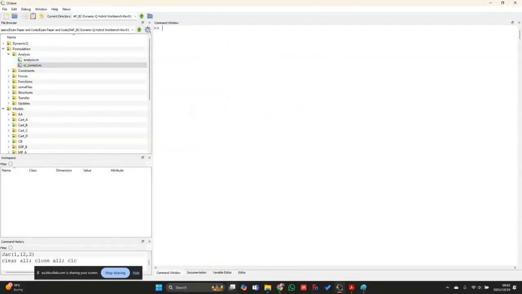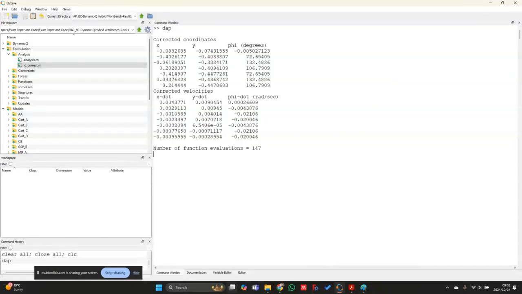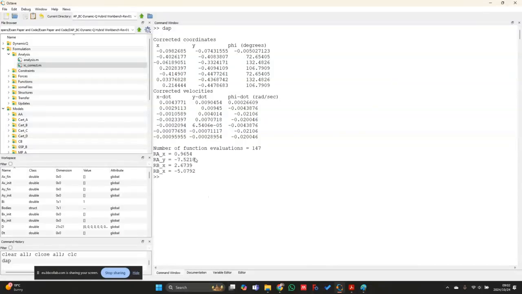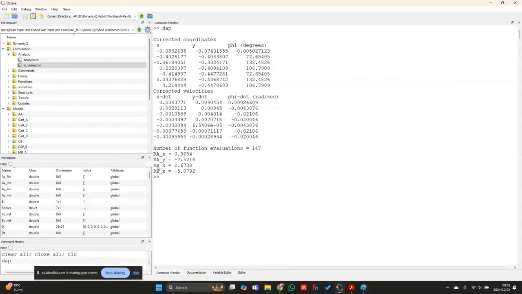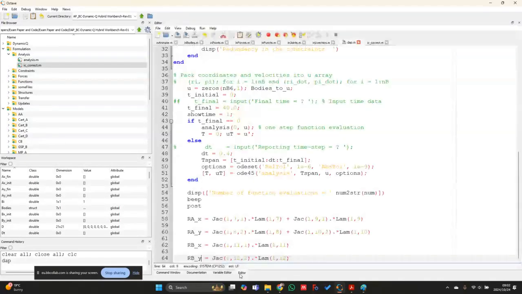I can quickly go and say clear all, close all, clc. I can run DAP, and since I didn't place a semicolon at the end, it should print out these reaction forces due to the revolute joints. So we can see RAX is now 0.97, RAY and RBX are negative. I should maybe just update this as well, so there should be RBY. But if we look at the printed value, this is RBX and this is RBY. So both of the Y reaction forces are negative in this case.